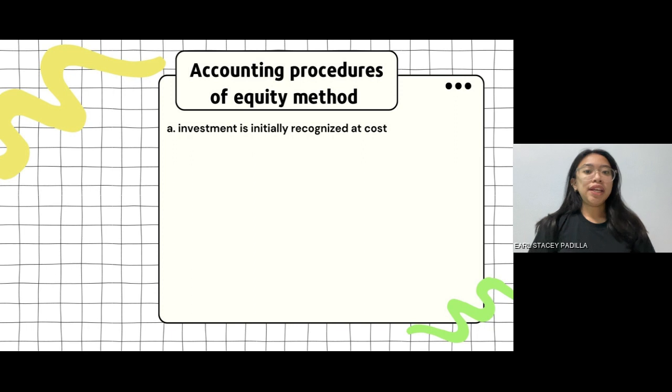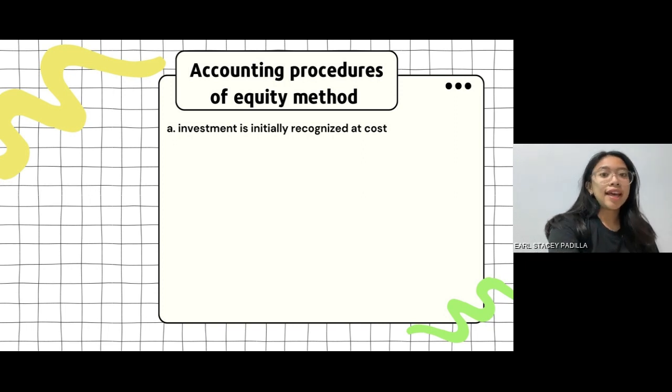So next would be the accounting procedures. But before we discuss the said steps, it is important to know that this is for us to be guided when we are to use the equity method. First step would be letter A. Investment is initially recognized at cost. It is adjusted thereafter for the post-acquisition change in the investor's share of the investee's net assets.